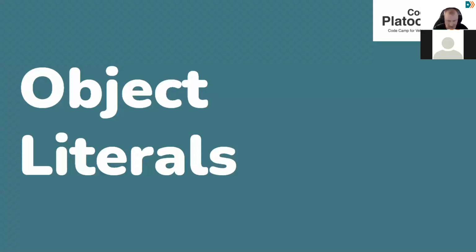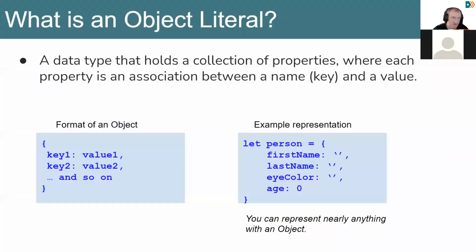So again, what is an object literal? An object literal is a data type. It holds a collection of properties, where each property is basically a mapping between a name and a value. So you can create as many of these mappings or associations as you want between a key and a value. But your key inside of an object literal is always mapped to that value for that given object.